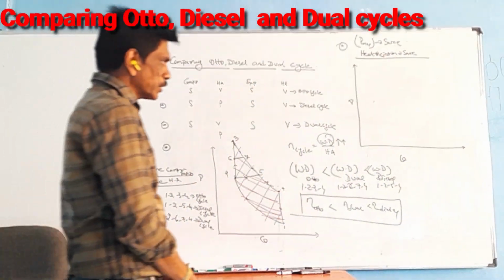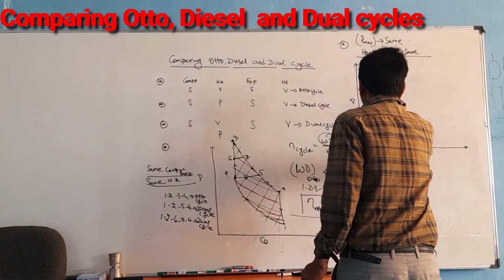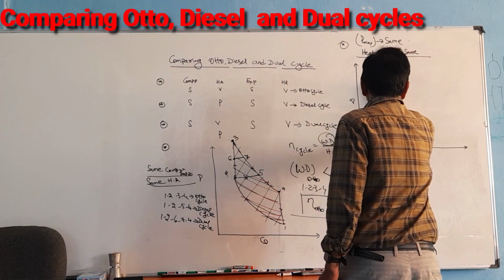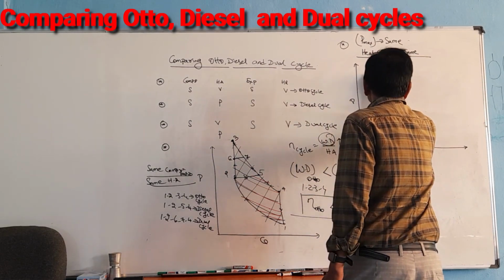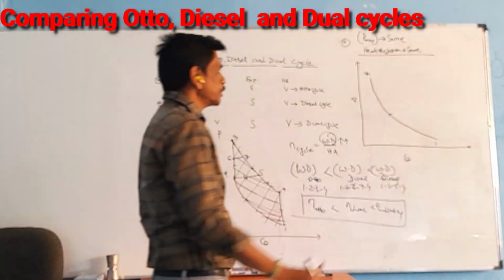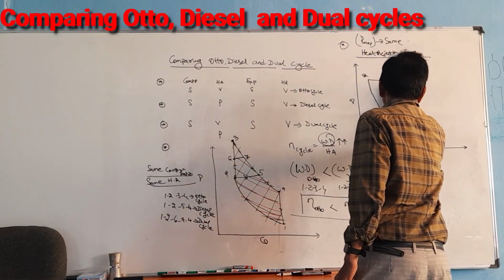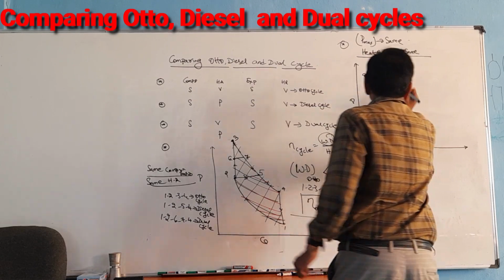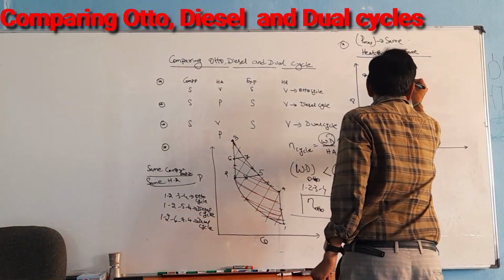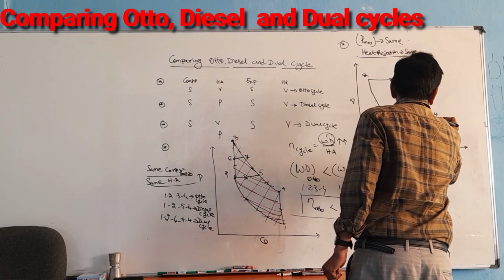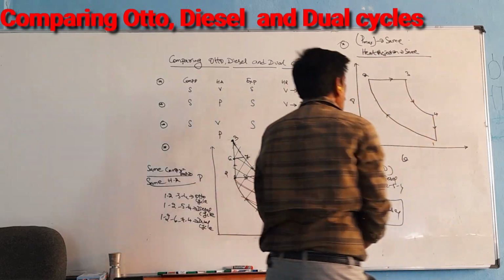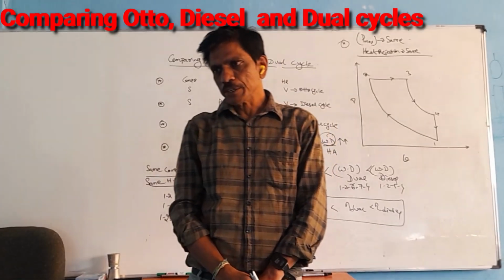So you draw the diesel cycle first. In the diesel cycle, the compression is isentropic. Next, the constant pressure heat addition. The constant pressure is maintained. Then the expansion is isentropic, 3 to 4. Later, constant volume heat rejection. So this is the diesel cycle.